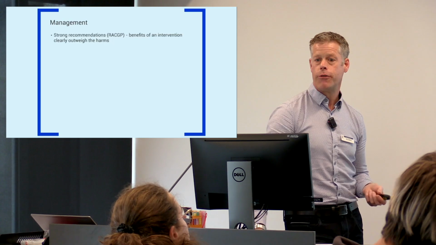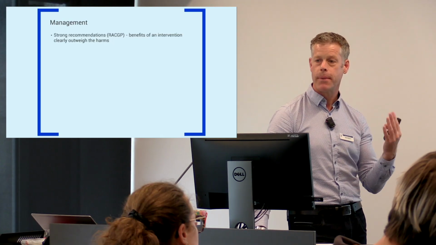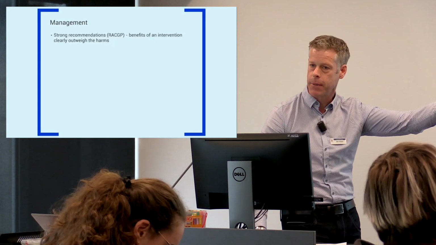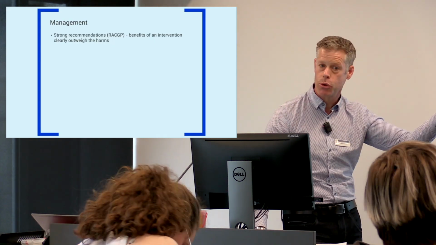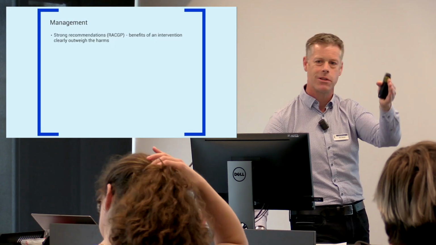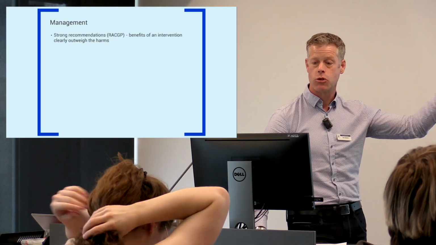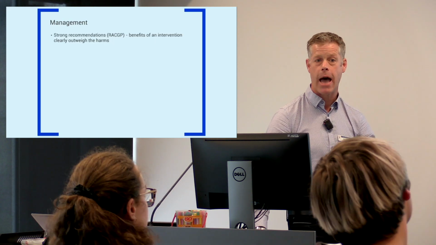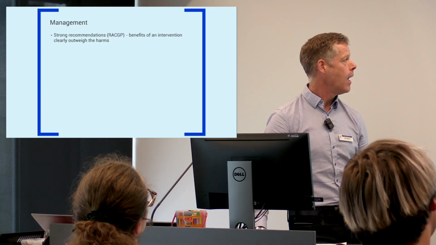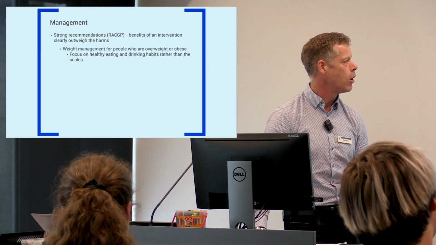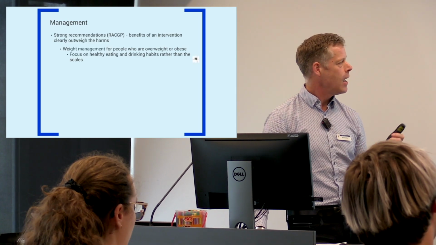So that guideline I referred to earlier on has its recommendations based on strong recommendations where the benefits of something clearly outweigh the harms, conditional ones where it might do but it's not quite that clear, you might need to take some personal preference into account, and some strong recommendations against where the harms clearly outweigh the benefits. Okay, so the first one they have is weight management for people who are overweight or obese.